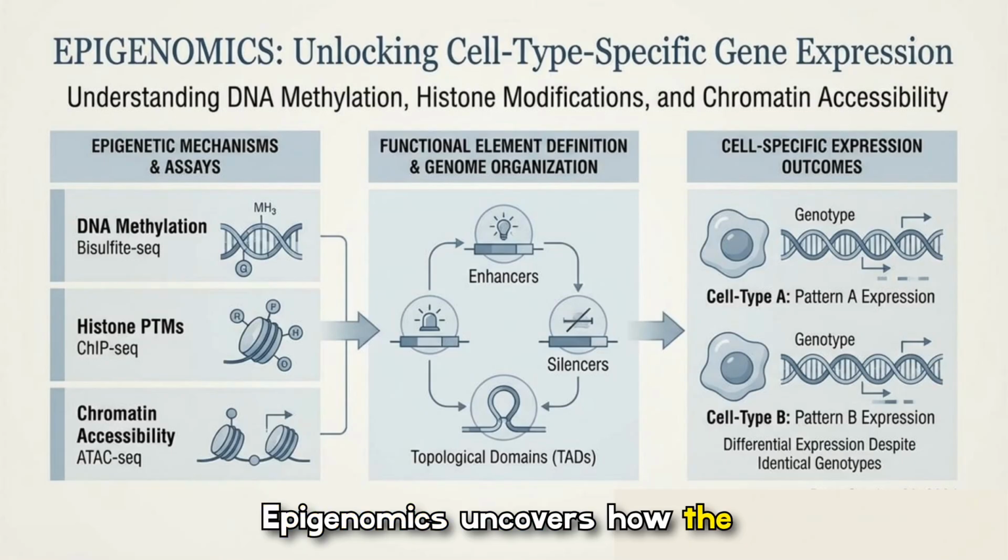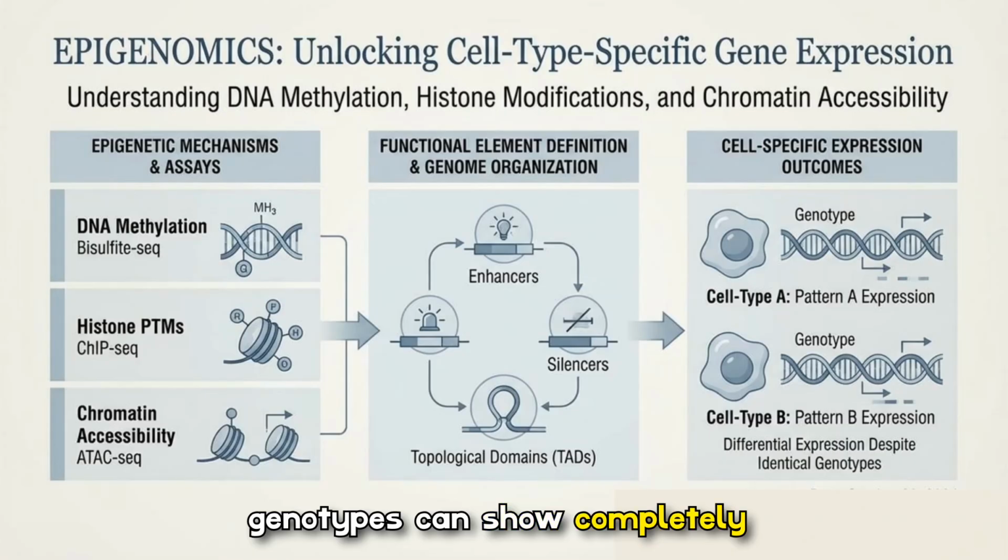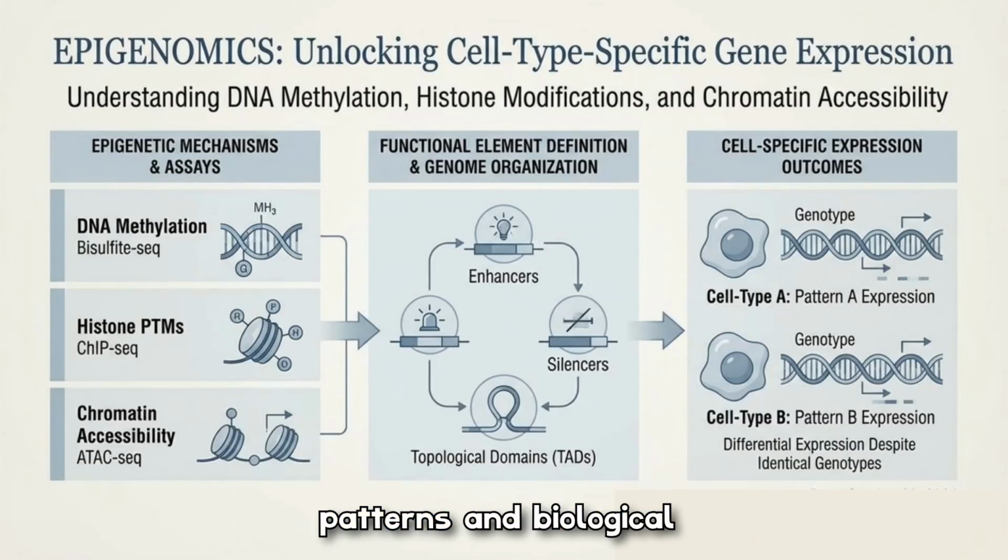Epigenomics uncovers how the same DNA sequence produces cell type-specific expression through DNA methylation, histone modifications, and chromatin accessibility. These assays define enhancers, silencers, and topological domains that shape genome organization, explaining why two cell types with identical genotypes can show completely different gene expression patterns and biological behaviors.